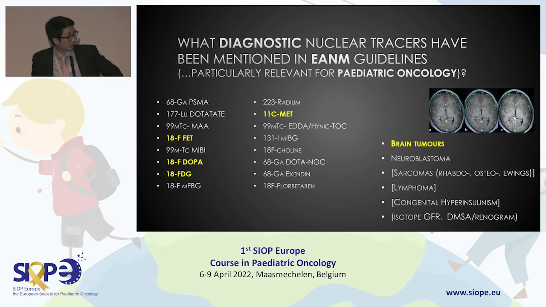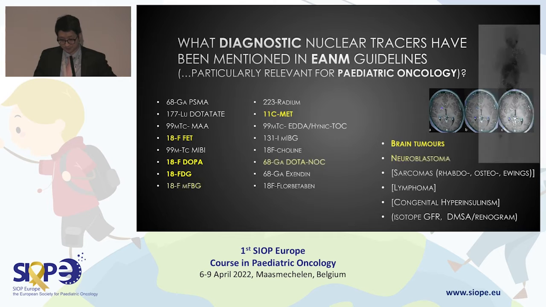And again, it depends on where you're working from. Say, for instance, where I work, I wouldn't have access to carbon 11 methionine. Maybe Cambridge does in the UK. Likewise, F-dopa, it's quite costly in the UK. I'm not sure what it costs in the other European countries. FDG obviously is on tap. But there is a European guideline talking about brain tumors.